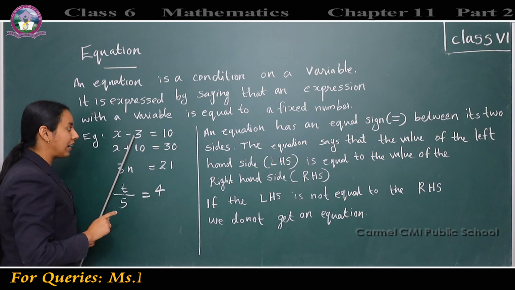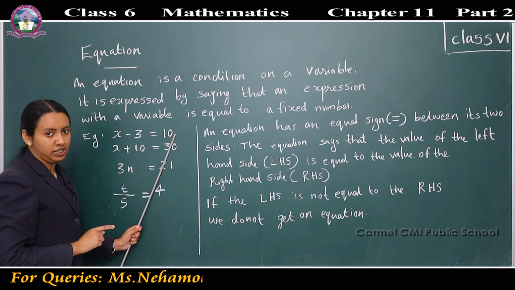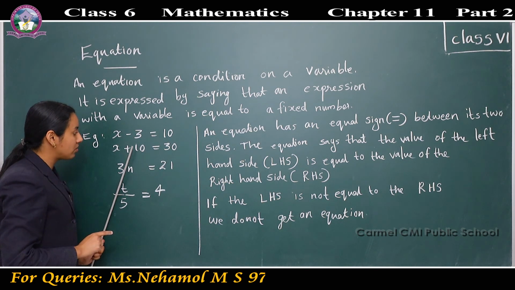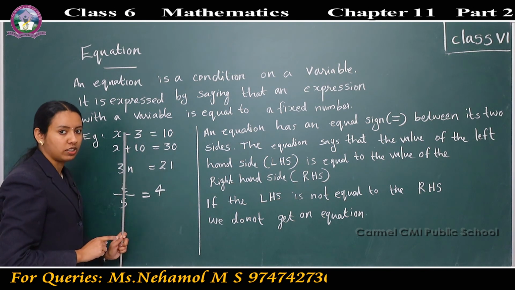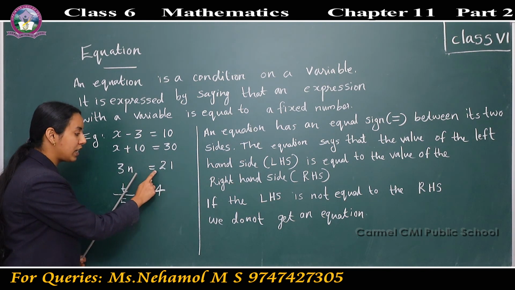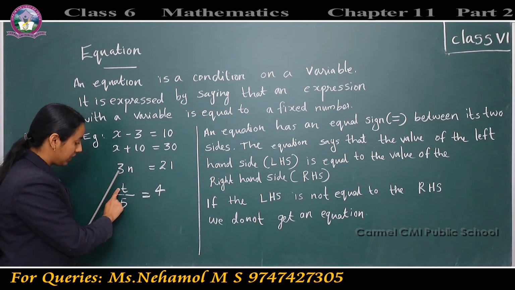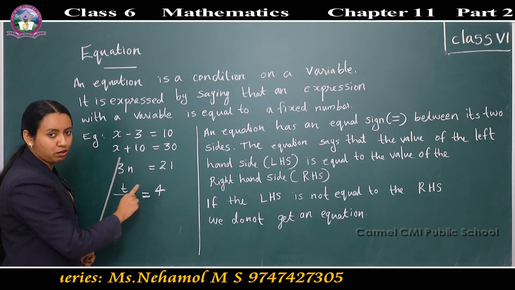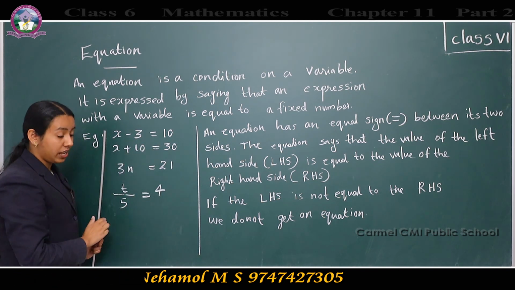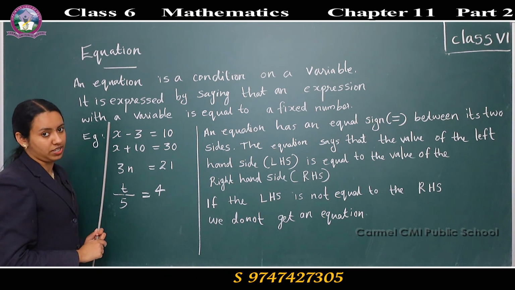First one, x minus 3 is equal to 10. Then x plus 10 is equal to 30. 3n is equal to 21. t by 5 is equal to 4. These all are examples of equations.